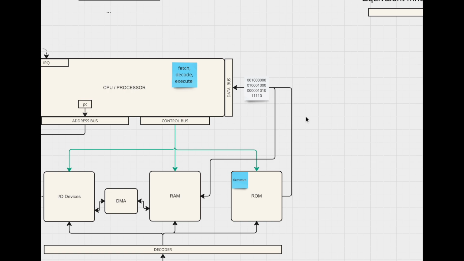And this data we're talking about can only be 0 or 1. It's pretty much a wire. So a wire can only exist in 2 states. It's either on or off.